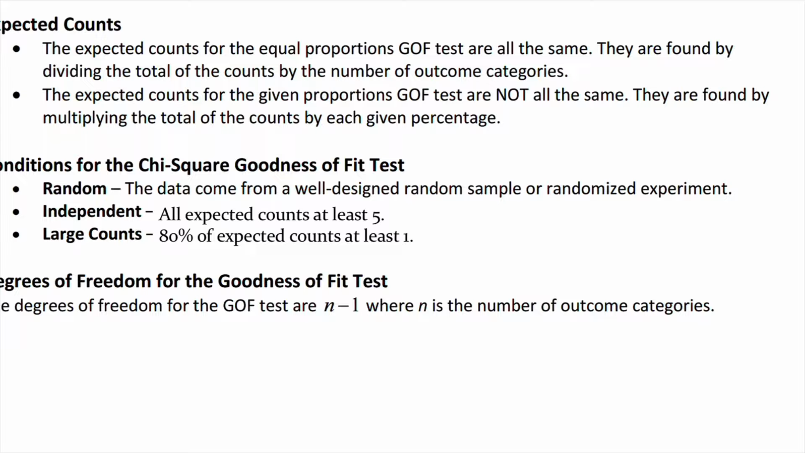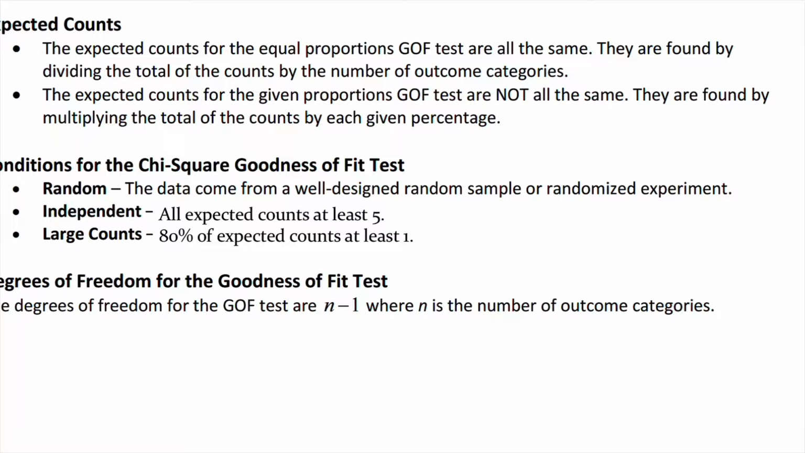There are 3 conditions. The first one's always random. The second 2 are a little different. The second 2 are different than what we've been doing before. Okay? The independent, all expected counts are bigger than 5.